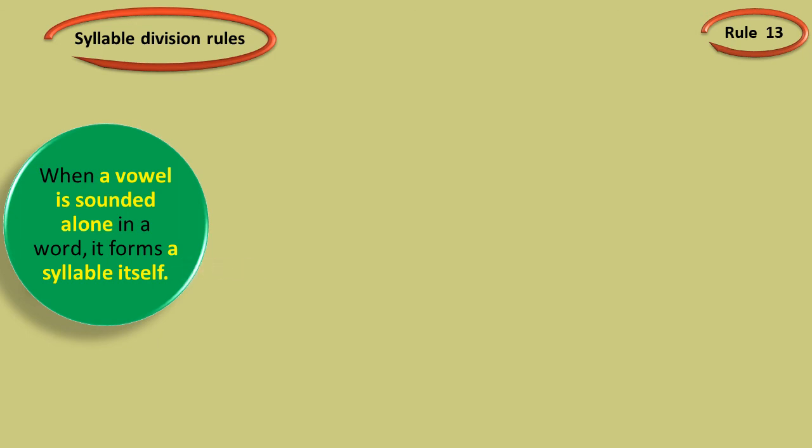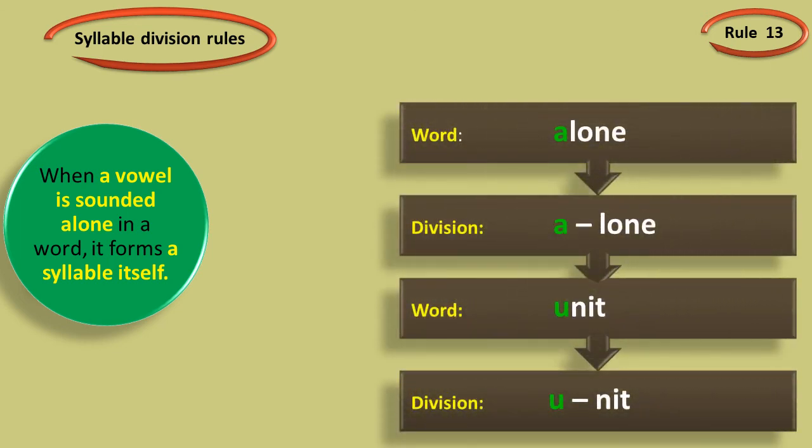Anyway, let us see one example. Alone. It is an example word, and this word is divided into two syllables in this manner. Where is the division? The division is in between A and LONE. So why is A separated from LONE? Why is there no other consonant or any other vowel? Because A is a vowel and it is sounded alone. When a vowel is sounded alone, it is considered a syllable and may be separated from another syllable. So that is the reason why. The division is A and LONE.